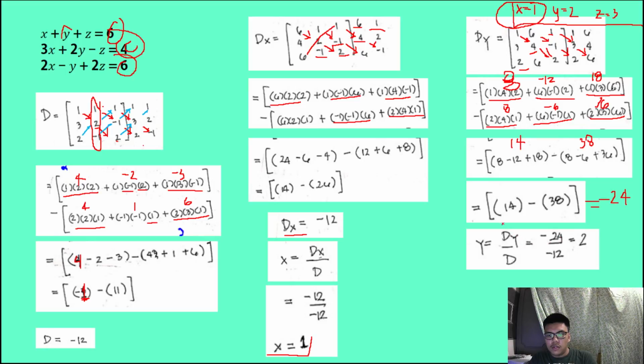Okay. Now this is our dy. To solve for y, we divide dy by d, or our determinant. So negative 24 over determinant negative 12. That is equal to 2. So yun, nakuha natin yung value ng y.